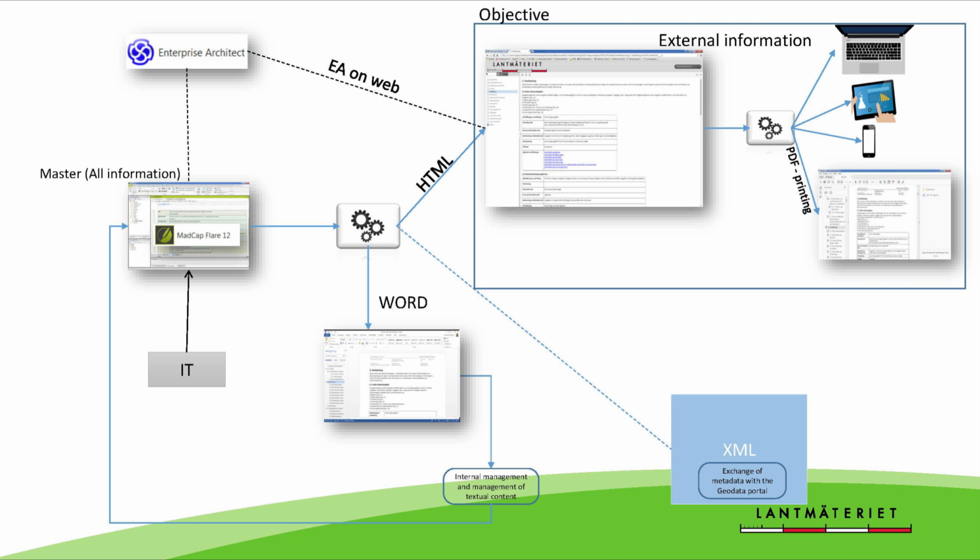And that one, the Enterprise Architect web output, is not really automatic by now, so we have to deal with that quite a bit. But the objective for this is to have external information, and we can use it both on computers and tablets, cell phones, and also PDF, as you wish to have it.